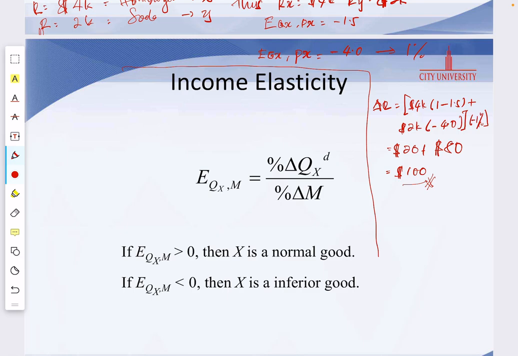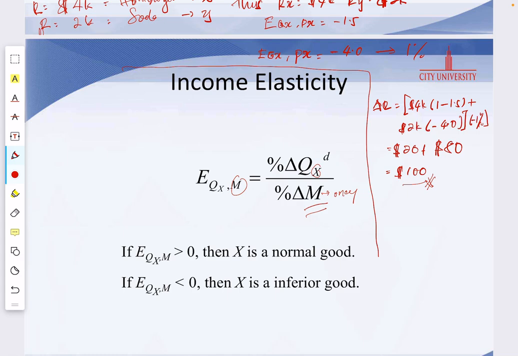All right. And then we continue with income elasticity. Income elasticity is a measure of responsiveness of consumer demand to changes in income. Mathematically, the income elasticity of demand, denoted E, of quantity of X with respect to income, equals the percent change in quantity demanded of X divided by the percent change in income. We can just remember income as money.